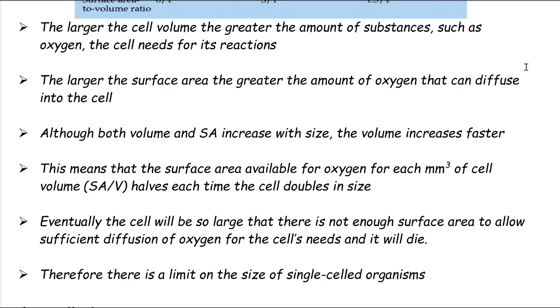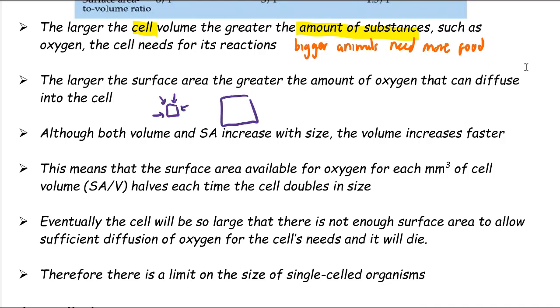Which makes sense, because if you think about it, bigger animals need more food. So it makes sense that if cells get bigger, they need more substances. The next part then, the larger the surface area, the greater the amount of oxygen that can diffuse into the cell. Which again makes sense, because if you've only got a cell this size, oxygen will diffuse in there. Whereas if you've got a larger cell, you've got way more space where oxygen can diffuse in.